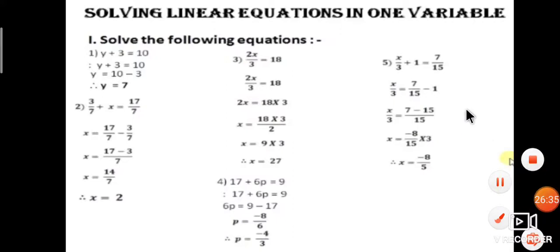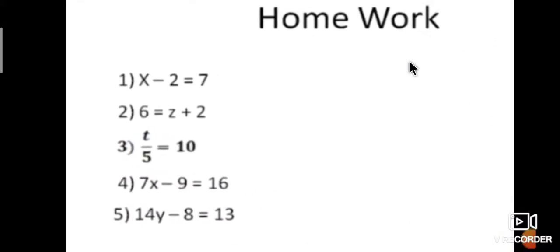Similarly, next one is the homework for you students. The first problem is x minus 2 is equal to 7. It is how we are solving this equation. X is equal to 7 plus 2, transposing minus 2 from LHS to RHS, it becomes plus 2. Therefore, x is equal to 9 is the solution of this equation.